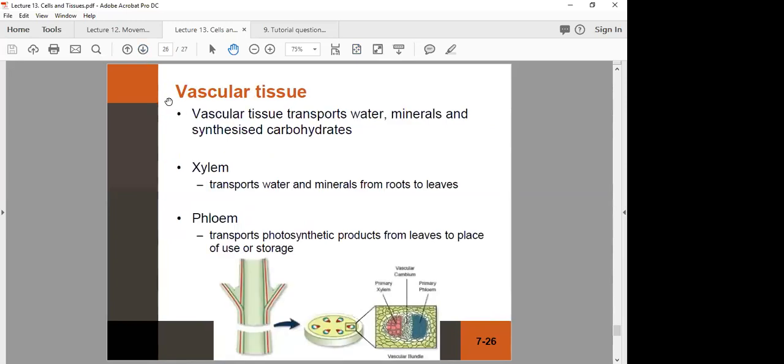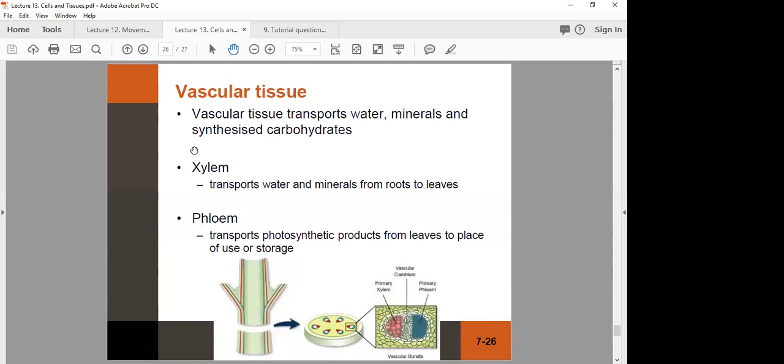And finally, the all-important vascular tissue. So if we think about vascular tissue in animals, we would consider the blood circulatory system and the lymphatic system. In plants, the vascular tissue functions to transport water and dissolved mineral nutrients, and also carbohydrates that are synthesized as a result of the process of photosynthesis.